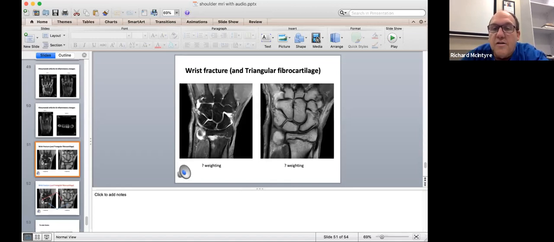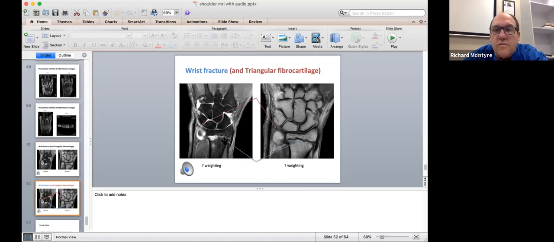Okay, and on a T2 FATSAT and on a T1, we're going to see the actual fracture if it's possible, if it's big enough. Okay, but the most sensitive scan when we're doing a fracture is T2 FATSAT. And it's most sensitive, not to the fracture itself, but to the body's reaction to that fracture, sending edema.